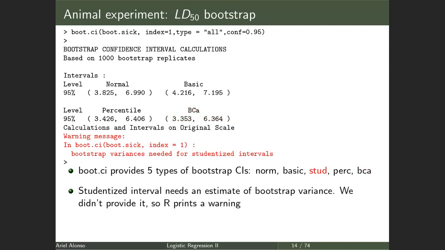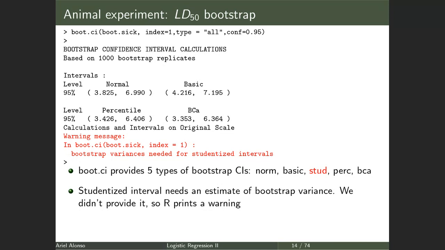And then finally, you have this so-called studentized interval, but I didn't give it. You will see that R gave you this kind of warning: bootstrap variances needed for studentized intervals. And indeed, to use this, you need to give R an estimated bootstrap variance, and we are not doing that, so we didn't get it. But the most used are the normal, the basic, the percentile, and the BCA. They all have situations in which they may behave a little bit unstable. You can calculate all of them and get some conclusion already.